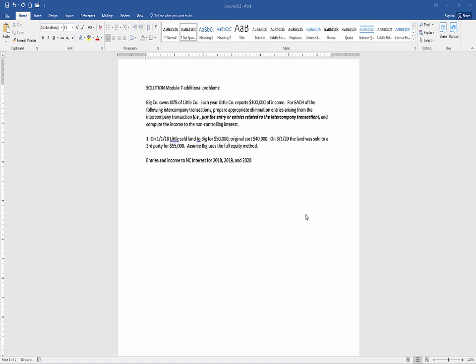Okay, the solution to the first of the Module 7 additional problems. In all of these additional problems, we assume that big company owns 60% of little company and that each year little reports $100,000 of income. For each of the following intercompany transactions, prepare appropriate elimination entries arising from the intercompany transactions, that is, just the entry or entries related to the intercompany transaction, and compute the income to the non-controlling interest.